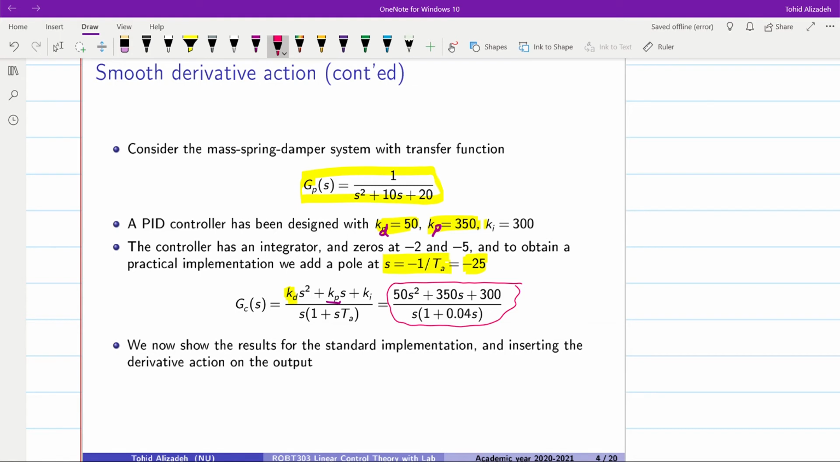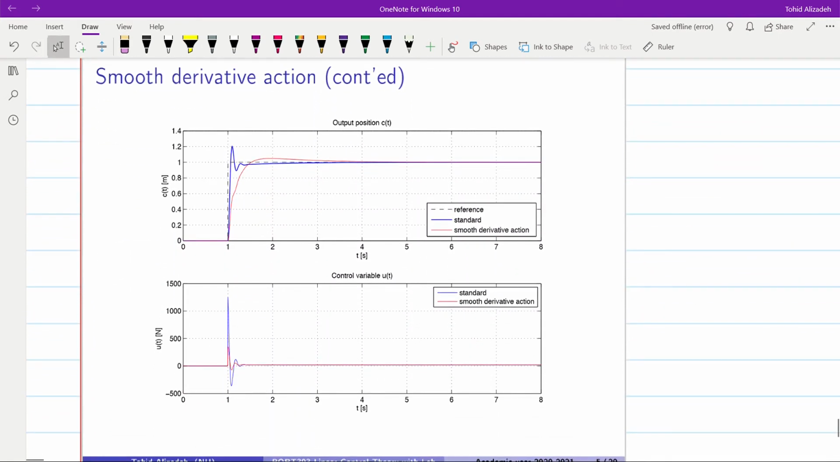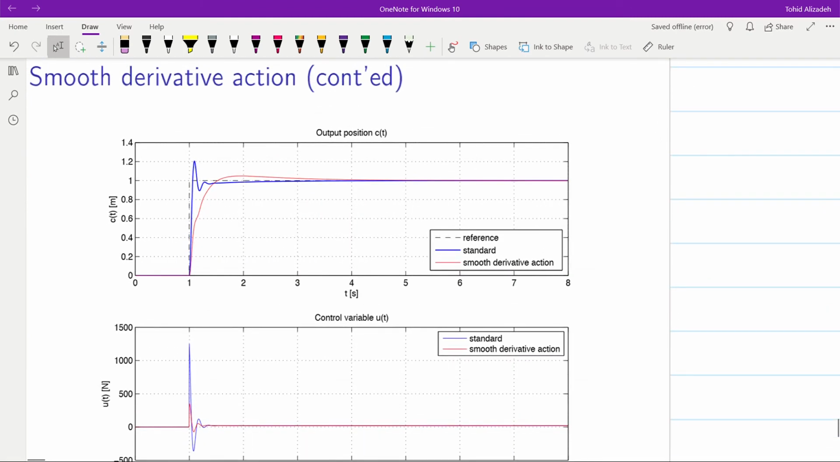We now want to show the results for the standard implementation and also for inserting the derivative action on the output, so indeed smoothing the derivative action. Here you can see the results. In the figure above, we have the output, which is the position. What you see in dashed line is the reference signal. So we have a step input, which is applied at the time instance of 1 second.